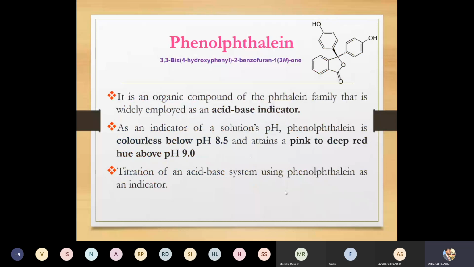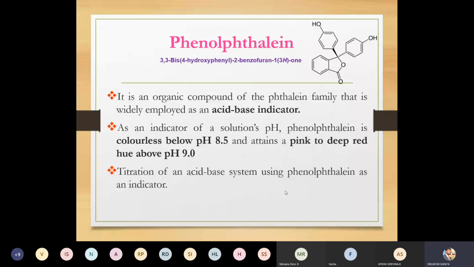First one is phenolphthalein. Phenolphthalein is an organic compound of the phthalein family that is widely employed as an acid-base indicator. It is an indicator of a solution's pH. Phenolphthalein is colorless below pH 8.5 and attains a pink to deep red color above pH 9.0.